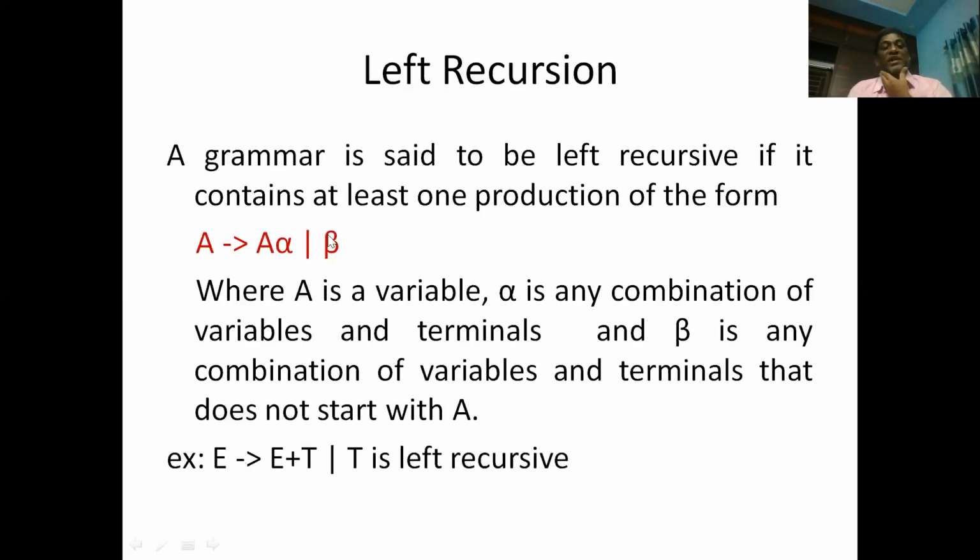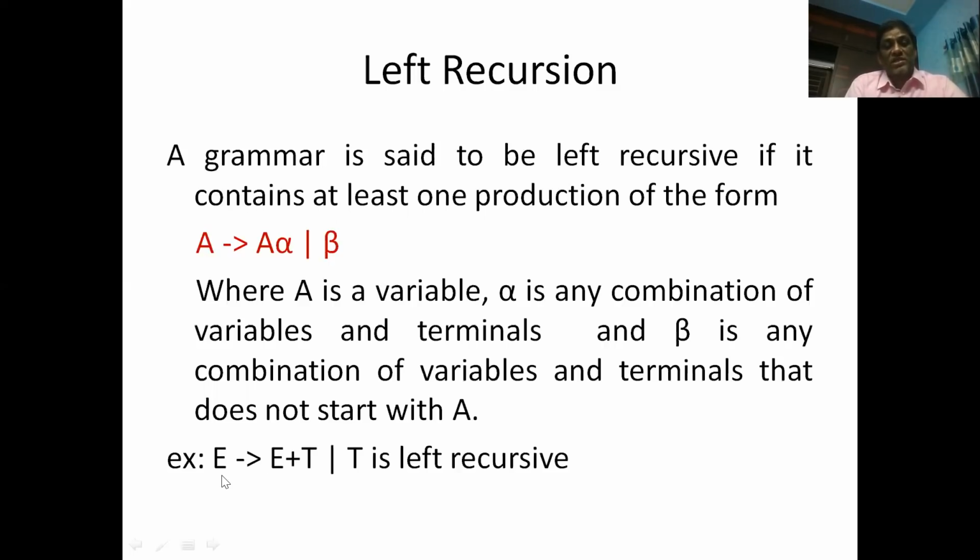Okay, and this beta is actually any production that does not start with A. It can be any combination of variables and terminals. Even it may contain a variable also, but it should not be capital A. Okay, so that is what beta is. Beta is any combination of variables and terminals that does not start with capital A, that is, with the left hand side variable. Okay.